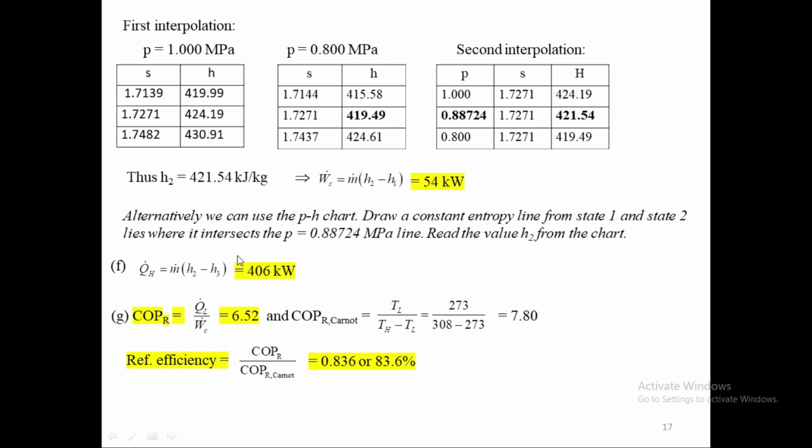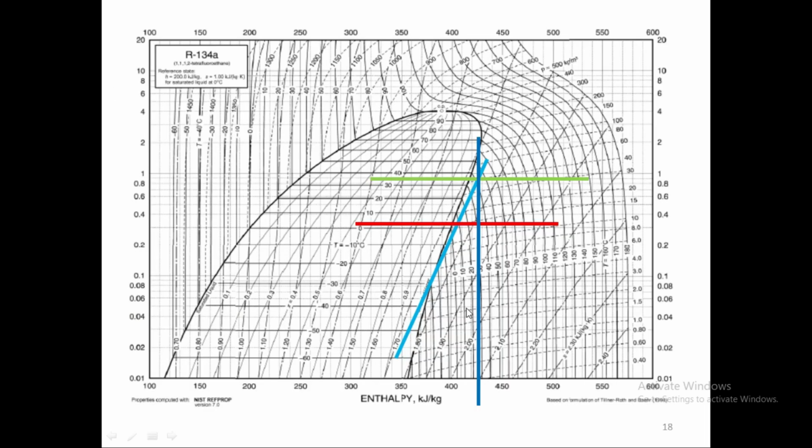Again, moving on. Alternatively, if you don't want to do interpolation, you have to use the chart to find out what is the H2. So how to use the chart? Here's the diagram. Here's the chart for R134. So here we know that our given entropy, the entropy that we know, is 1.72. So this blue line I have drawn approximately at 1.72. And then I have one pressure at 0 degree and one pressure at 35 degree.